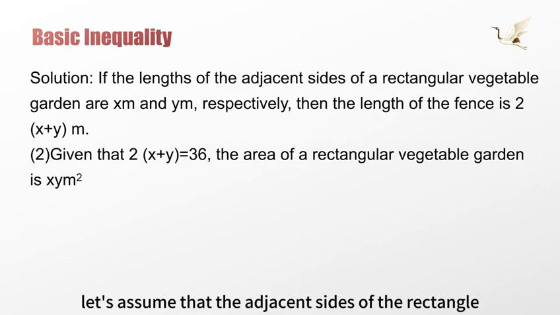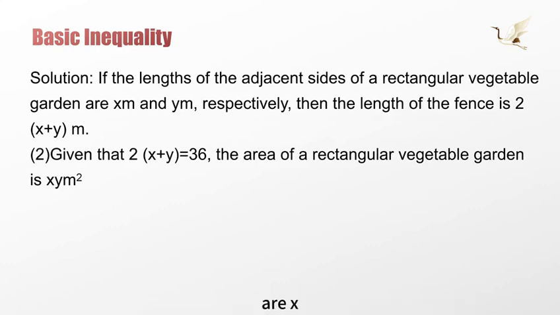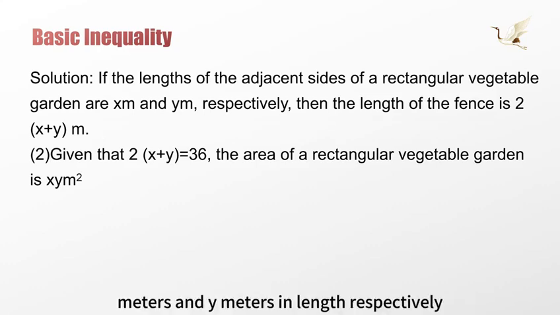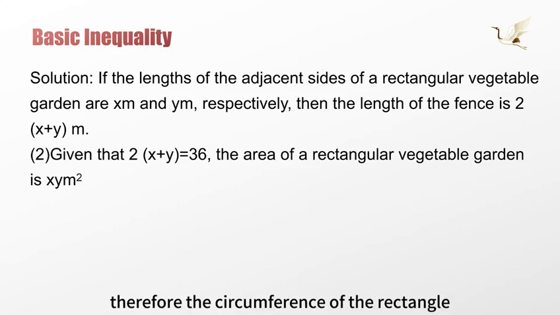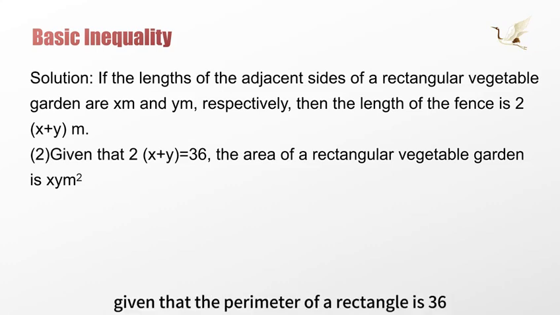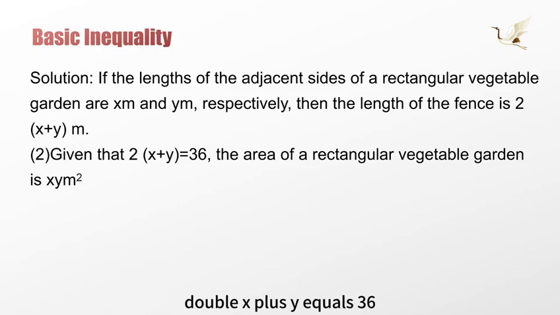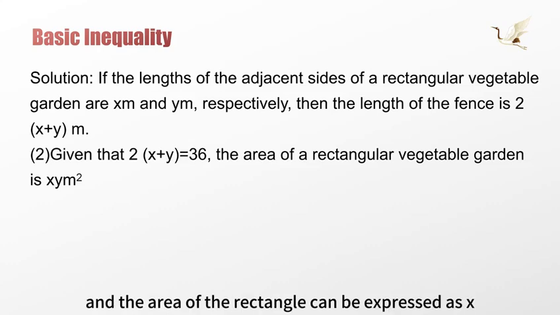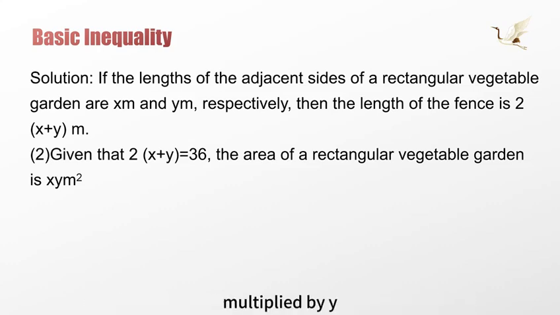Firstly, let's assume that the adjacent sides of the rectangle are x meters and y meters in length, respectively. Therefore, the perimeter of the rectangle, which is the length of the fence, is 2 times (x plus y) meters. Given that the perimeter of the rectangle is 36, 2(x plus y) equals 36, and the area of the rectangle can be expressed as x multiplied by y square meters.